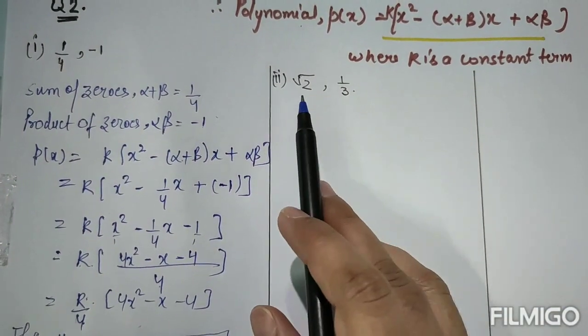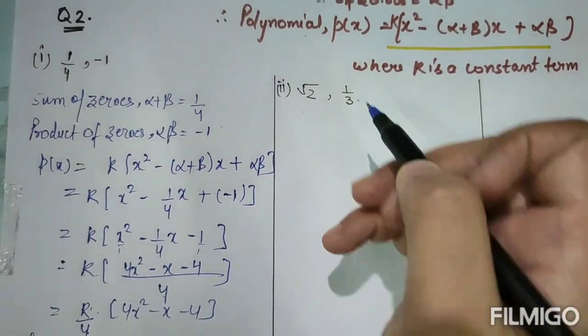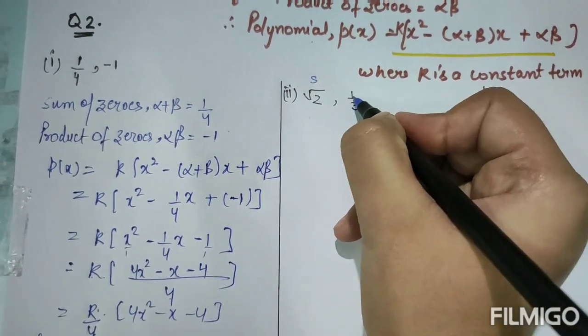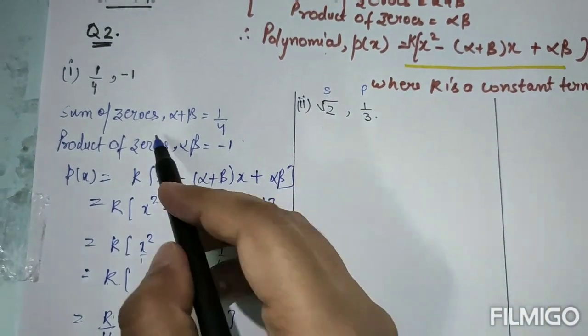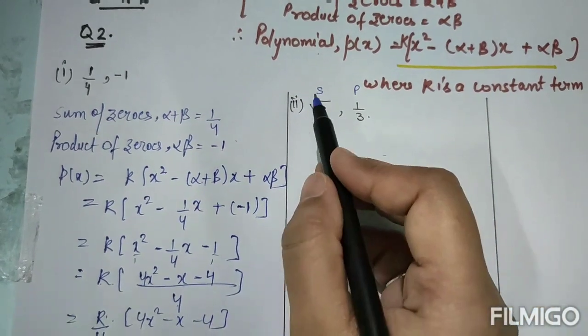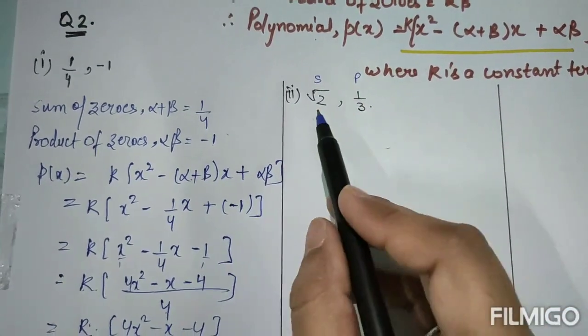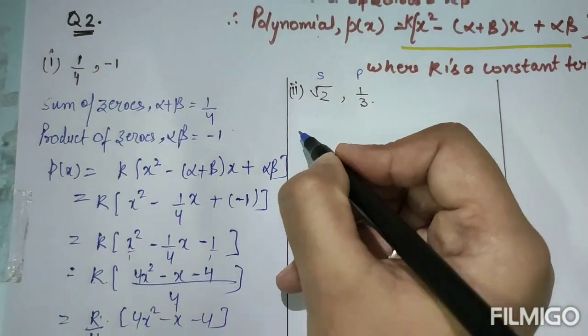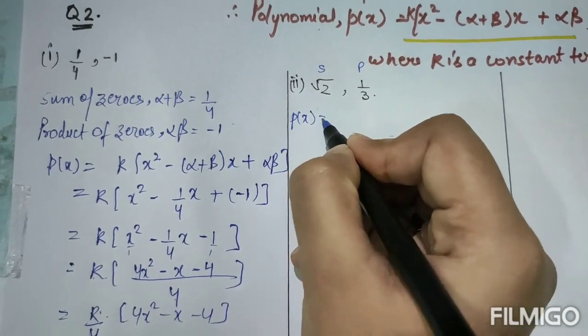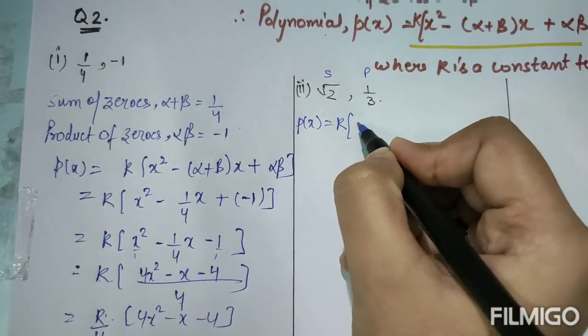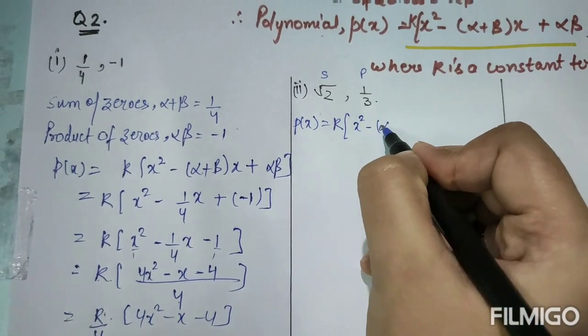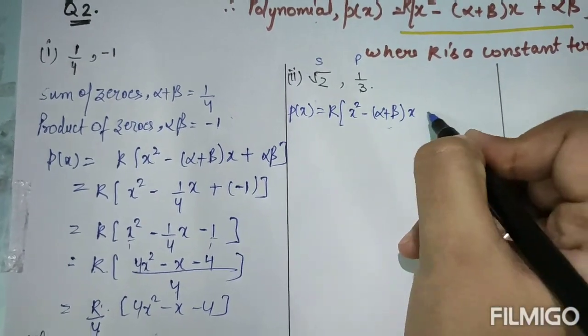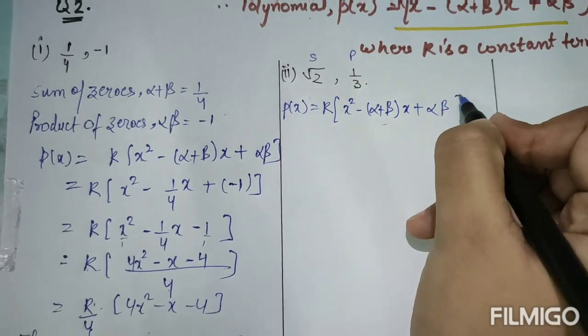Now the next is the sum of the zeros, given as root 2. It is the sum, and 1 by 3 is the product of the zeros. These two you have to write now. I am just writing like this. The sum and product are given. So the polynomial will be k times x square minus alpha plus beta x plus alpha beta.